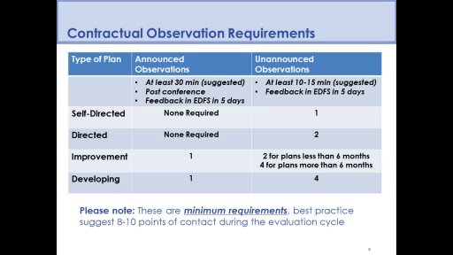For an improvement plan, there must be at least 1 announced observation and at least 2 unannounced observations if a plan is less than 6 months, and at least 4 unannounced observations if a plan is longer than 6 months. For a developing educator plan, there is a requirement of at least one announced observation and at least 4 unannounced observations. And as usual, these are minimum requirements. However, best practice suggests at least 8 to 10 points of contact throughout the evaluation cycle.